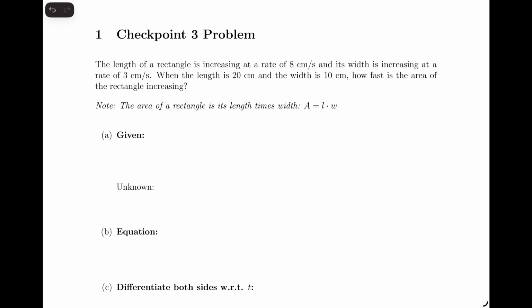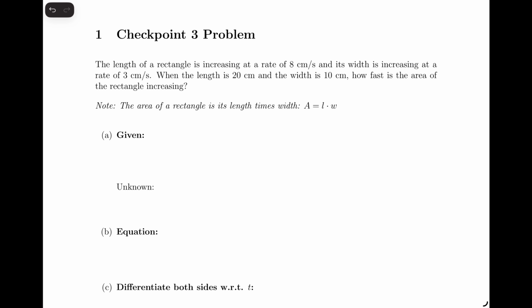We have a rectangle where the length is increasing at a rate of 8 centimeters a second, and its width is increasing at a rate of 3 centimeters a second. And we need to find how fast the area of the rectangle is increasing when the length is 20 and the width is 10 centimeters. And we're given that the area of a rectangle is L times W, its length times its width.